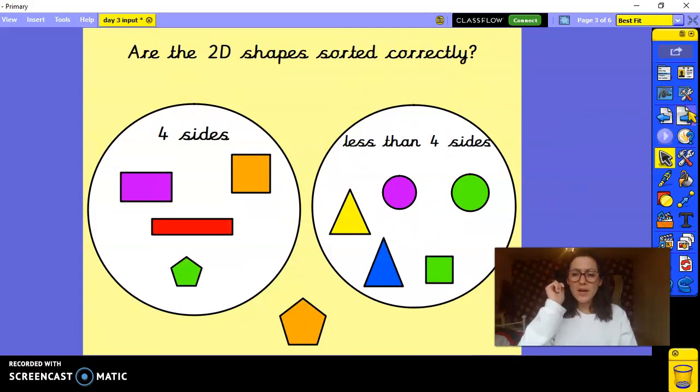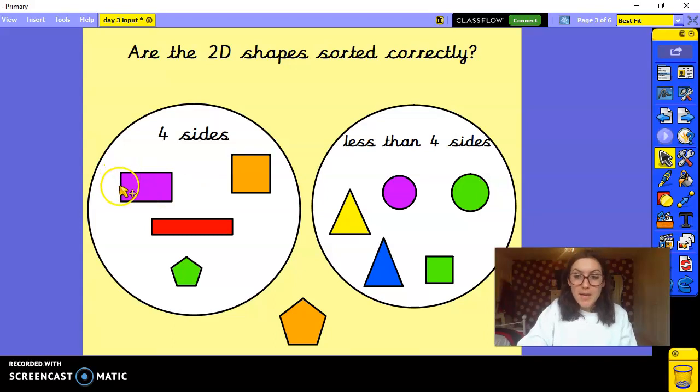Okay, so now I need to ask a question because I'm not sure. Something about this, I don't know if it's right. Have I sorted the 2D shapes correctly? This one needs to have 4 sides. This one says less than 4. So what numbers could go in less than 4? 1, 2, or 3. Fantastic. Or 0. This one over here just needs 4.